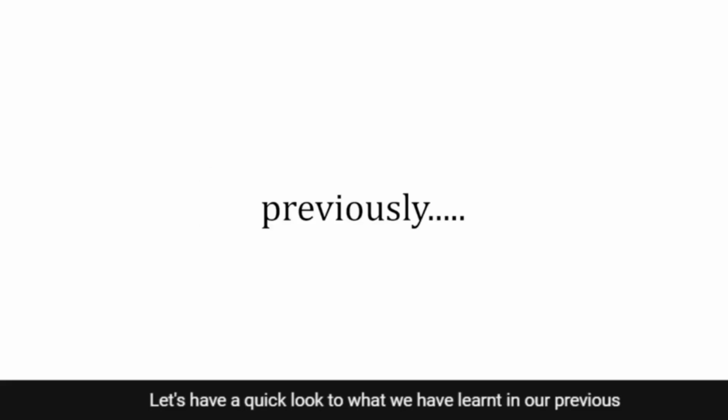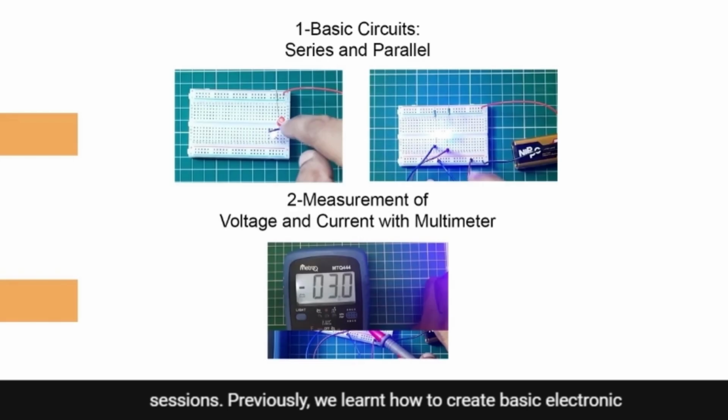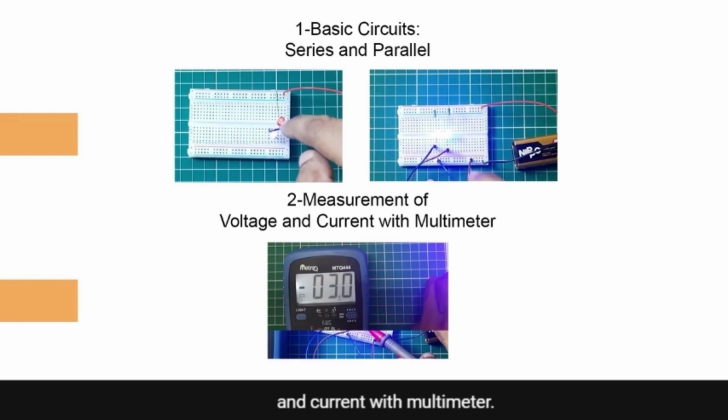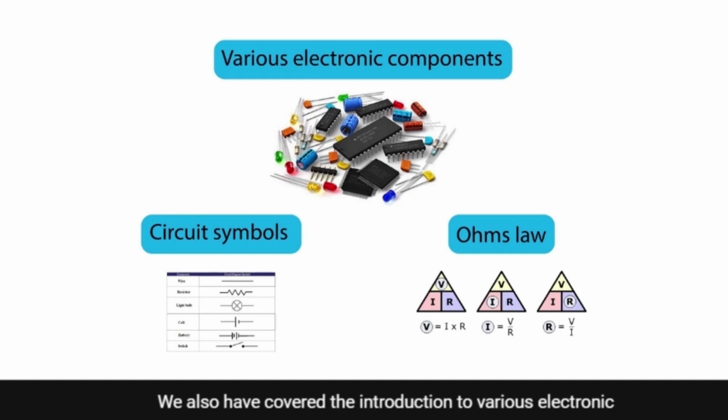Let's have a quick look at what we have learned in our previous sessions. Previously, we learned how to create basic electronic circuits over a breadboard, making series and parallel circuits, and measuring voltage and current with a multimeter. We also covered the introduction to various electronic components, circuit symbols, and Ohm's law.